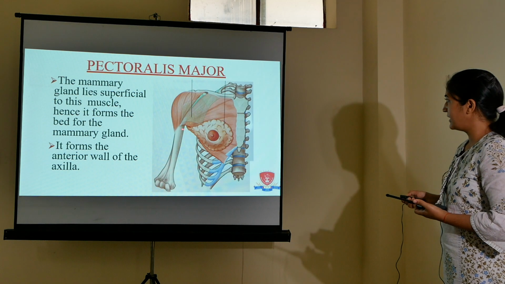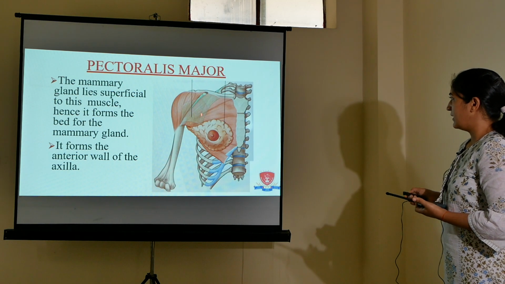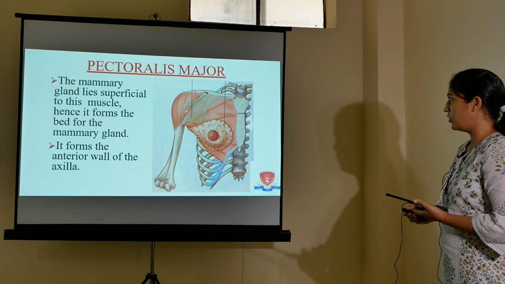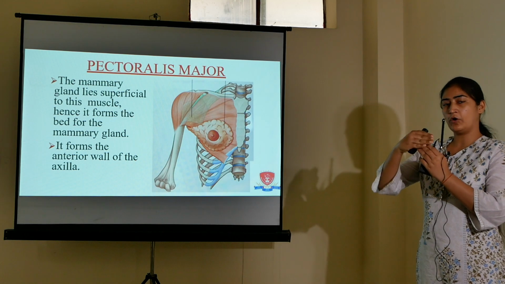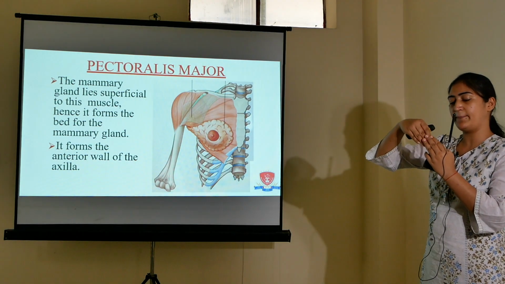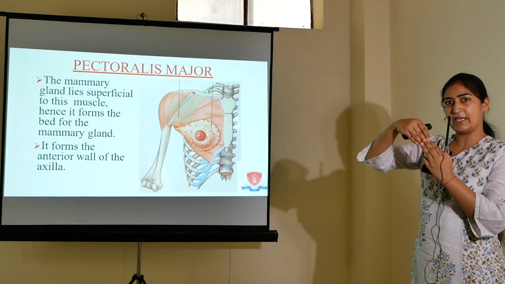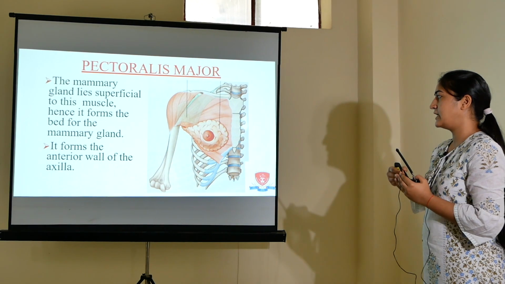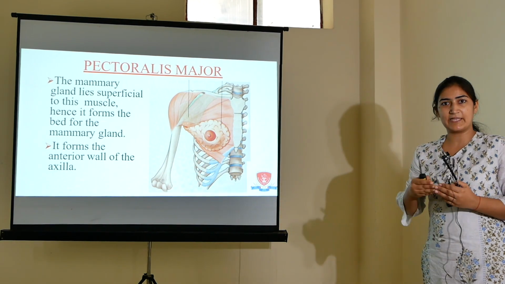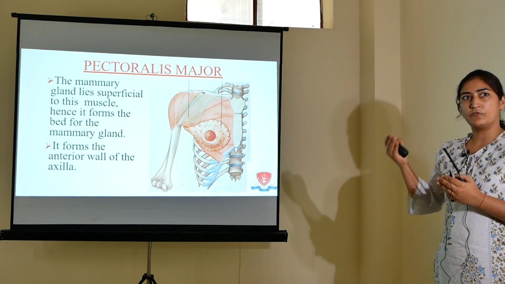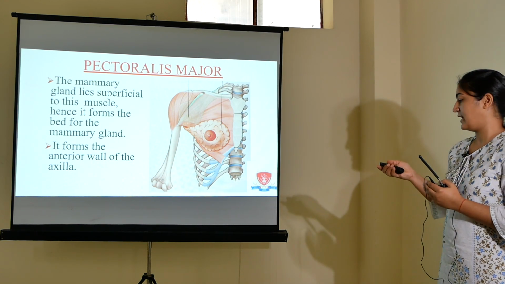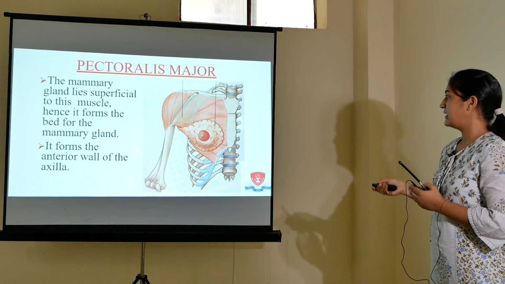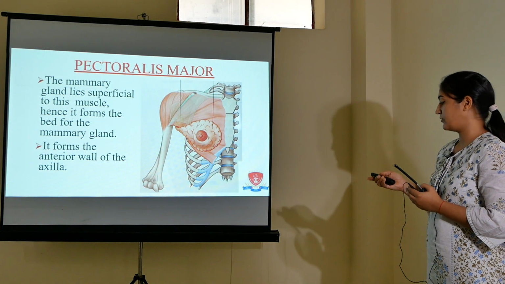laterally, and this area is the region of the axilla, which is forming the anterior wall of the axilla. So the axilla is a hollow in which the anterior portion is covered by the pectoralis major muscle. So this anterior wall is formed by the pectoralis major. When we discuss the axilla, this point will again come, that which forms the anterior wall of the axilla. So two points, one is the bed of the mammary gland and another is the anterior wall of the axilla, both formed by the pectoralis major muscle.